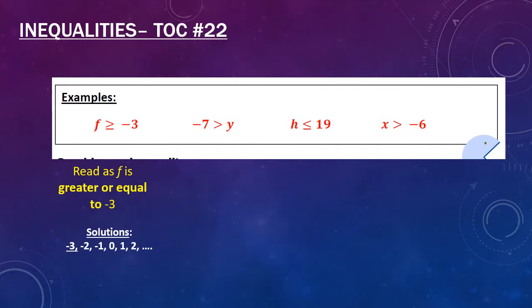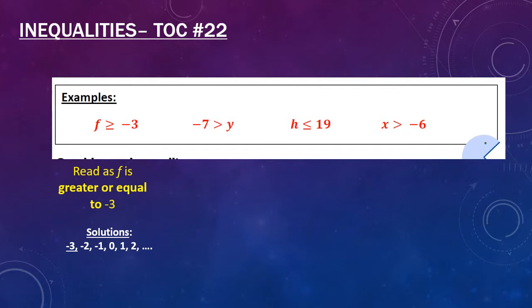But since it's greater than or equal to, that could be -2, -1, 0, 1, 2, anything that's bigger than -3. So it could be 5, it could be 10, it could be anything that's bigger. As long as it's bigger than -3 or equal to -3, it works.